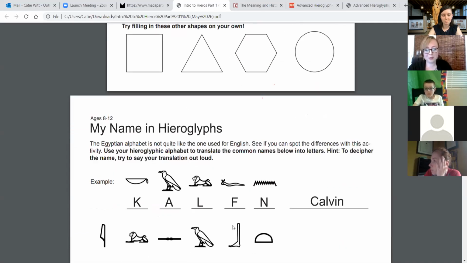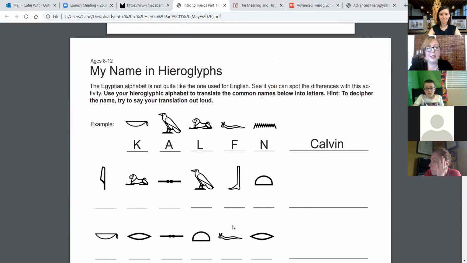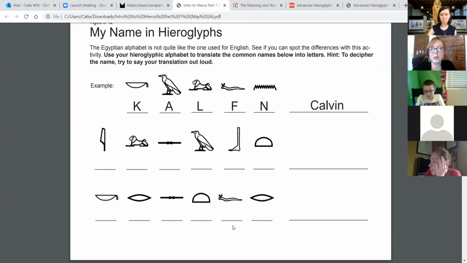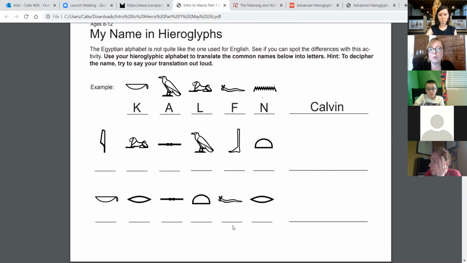But let's try it out. So let's go to the My Name in Hieroglyphs sheet. You can keep my screen up, or if you have this worksheet out next to you, you can do that too, but you want to have your alphabet also on hand. And try seeing if you can match these letters on the sheet to your hieroglyphic alphabet sheet. I'll give you a couple minutes to see if we can do that.